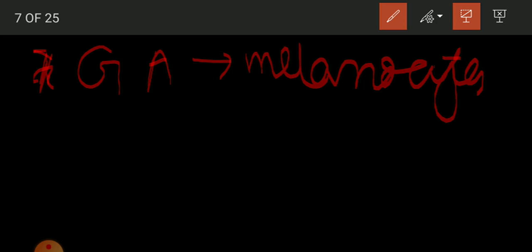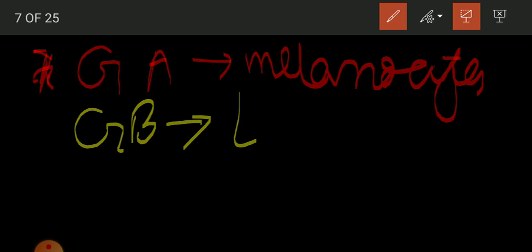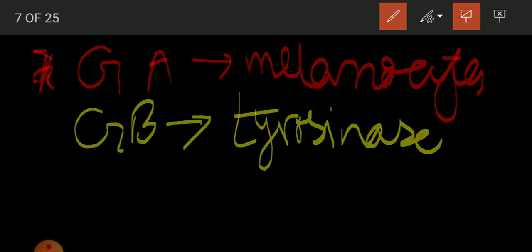Number two, that gene, we write it gene B, and that encodes the enzyme tyrosinase, and that tyrosinase is involved in the production of melanin from tyrosine. Tyrosine is an amino acid.